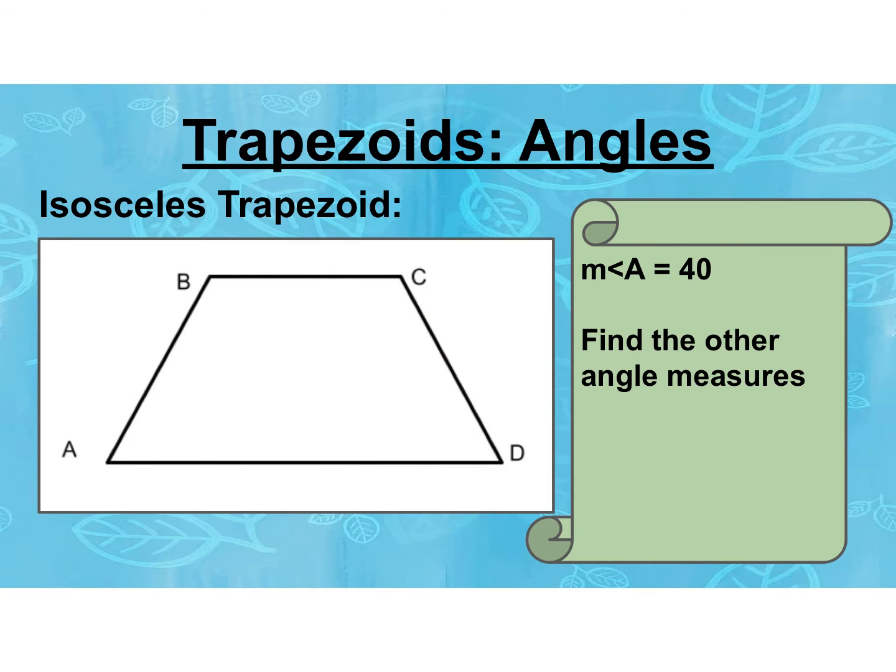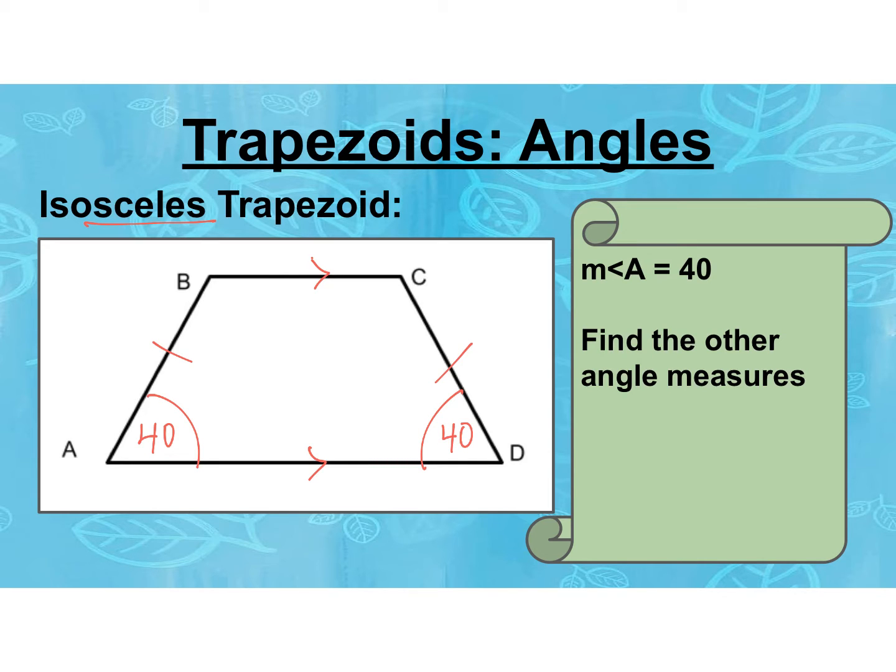So let's try an example. If I'm given that the measure of angle A is 40, I can find my parallel bases there. I am told that it's isosceles, so I know my legs are congruent. Therefore, I know the base angles are congruent. So this one must be 40.